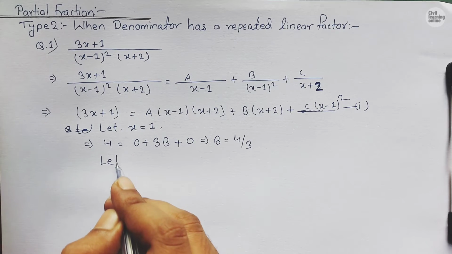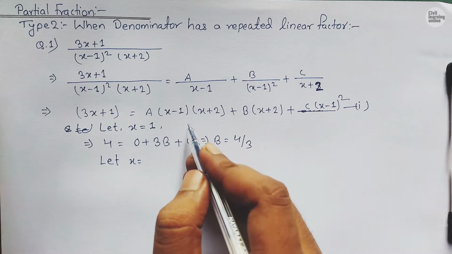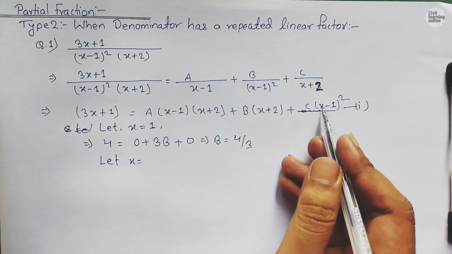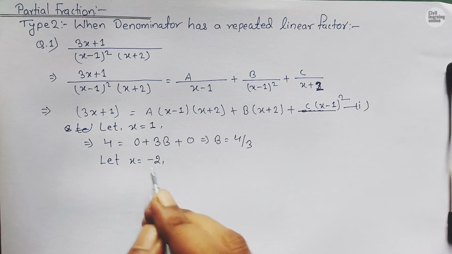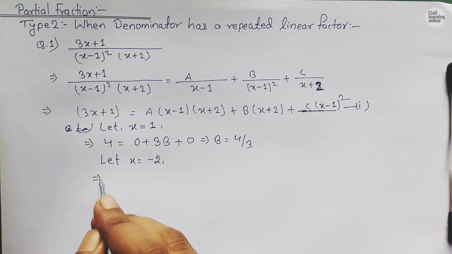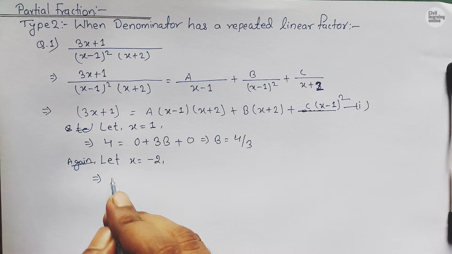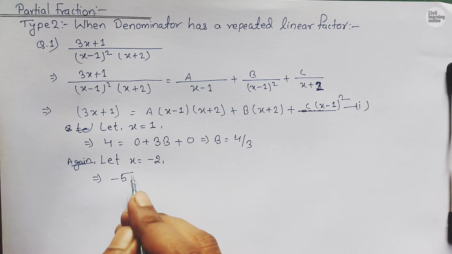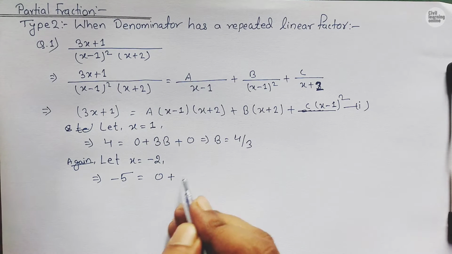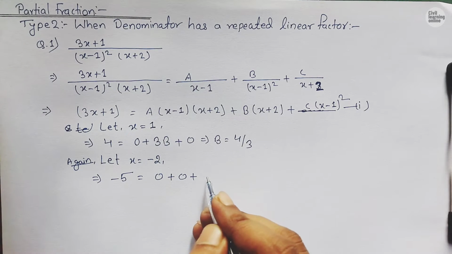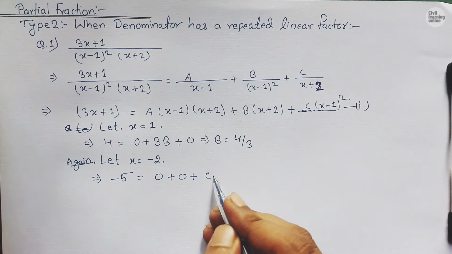Again, here we have x plus 2, so we will put x equals minus 2, so the a term and the b term will become 0, and we will be able to calculate the value of c. Put x equals minus 2. On the LHS we have minus 6 plus 1, which is minus 5, equals 0 plus 0 plus c times (minus 2 minus 1), that is minus 3 square, which is 9.